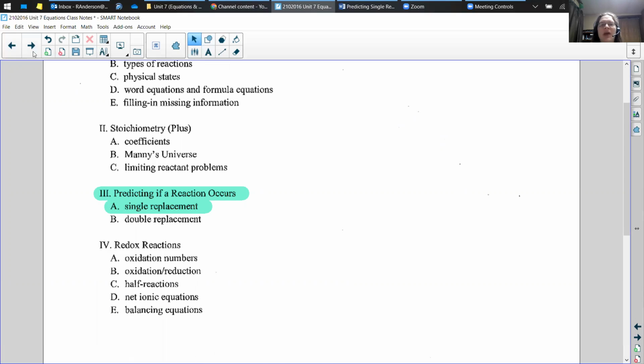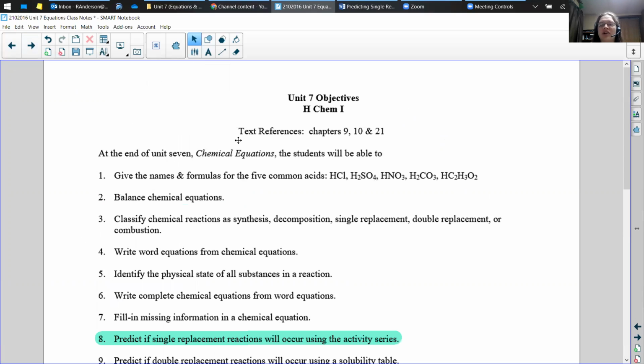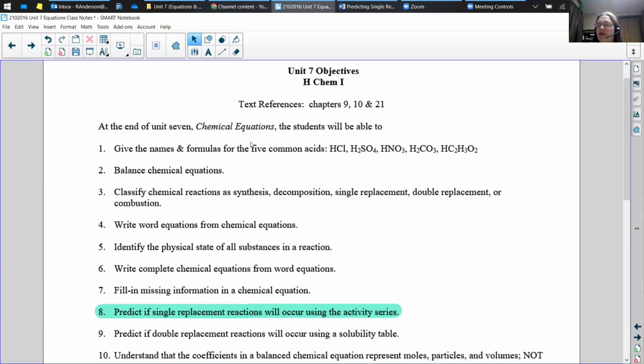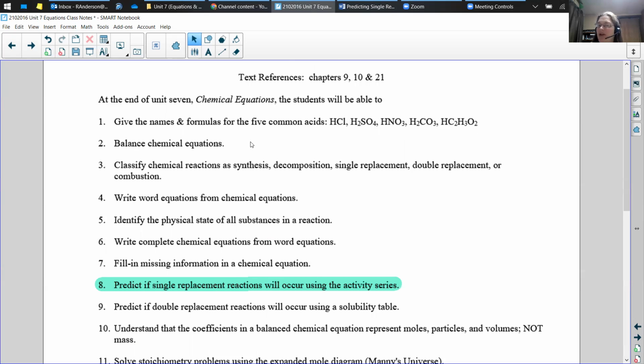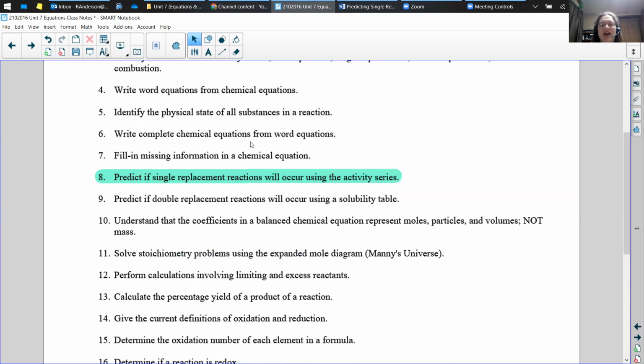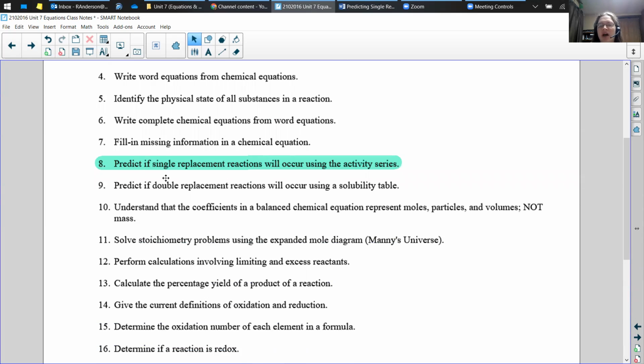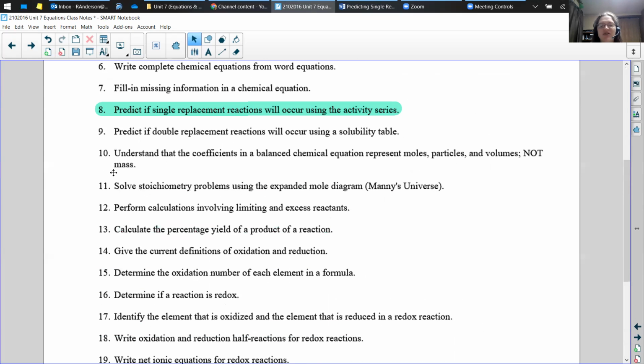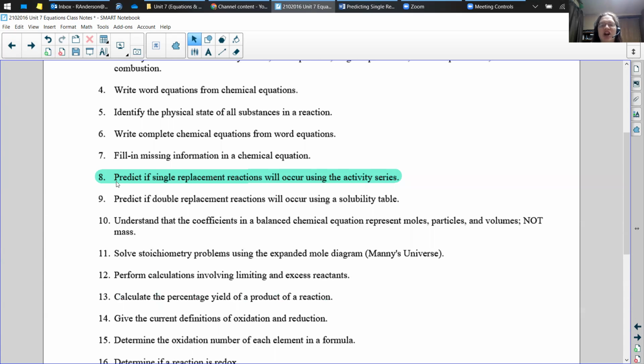One thing I also want to point out is our objective sheet. If you in Honors Chem 1 have not looked at the objective sheet at all this unit, I recommend that you do so. It is considered your study guide. We are right here on objective number 8. We have certainly covered a lot of these objectives. You can look through and check off what we have covered, but this video is really dealing with objective 8, predicting if a single replacement reaction will occur using the activity series.